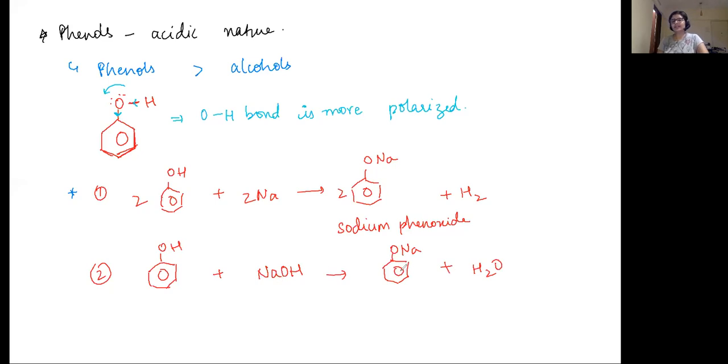Now, doesn't this look like an acid-base neutralization reaction? Alcohols don't undergo this reaction, but phenols undergo this reaction. So this is evidence for the fact that phenols show more of an acidic nature as compared to alcohols. And the reason behind why phenols are more acidic is the fact that OH is more polarized.